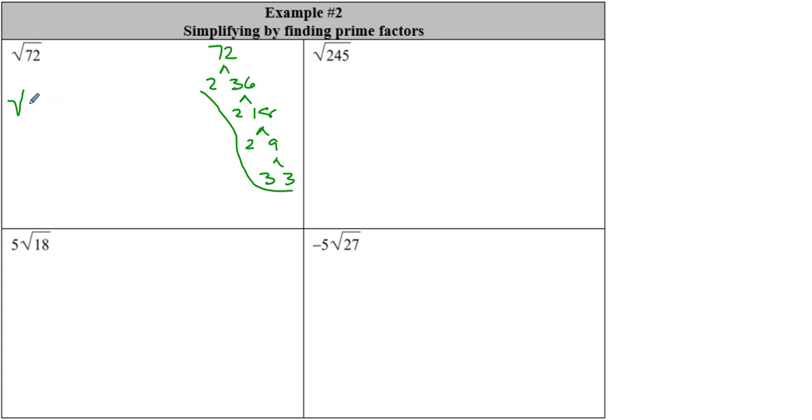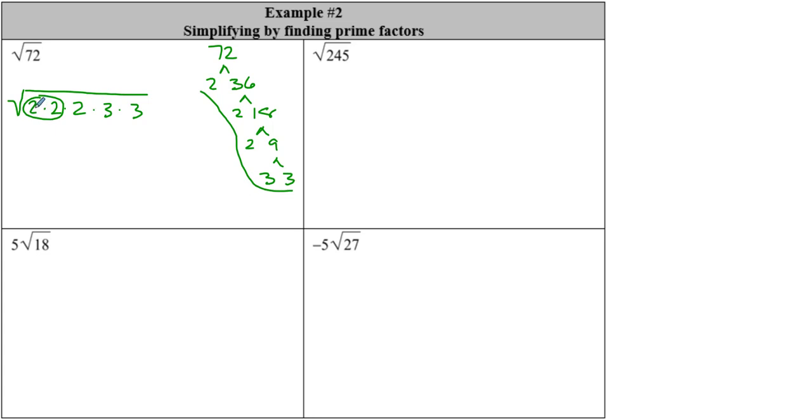So I'm going to do 2 times 2 times 2 times 3 times 3. Okay, and then I put my bar up top. So remember, I am trying to find pairs, because remember, a perfect square is something times itself. So you need to have you and yourself, which is you and a twin.